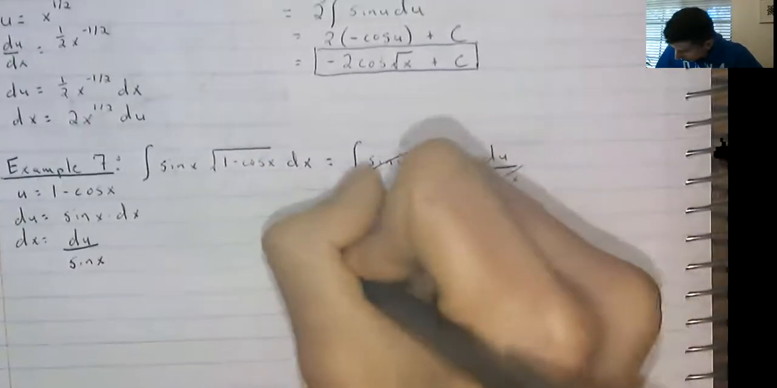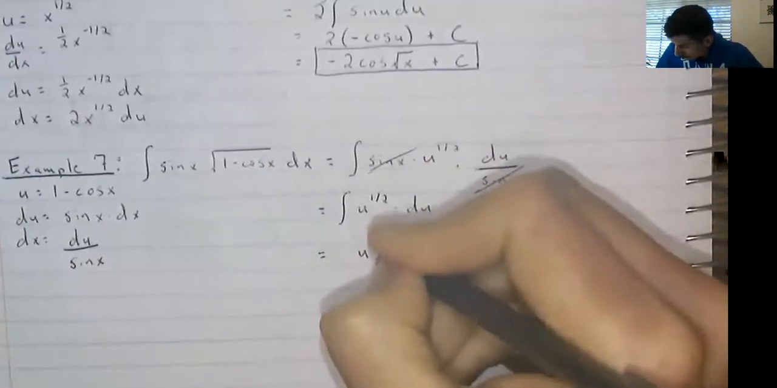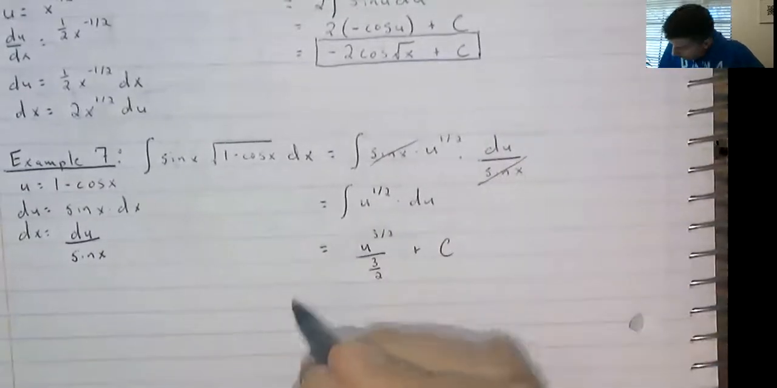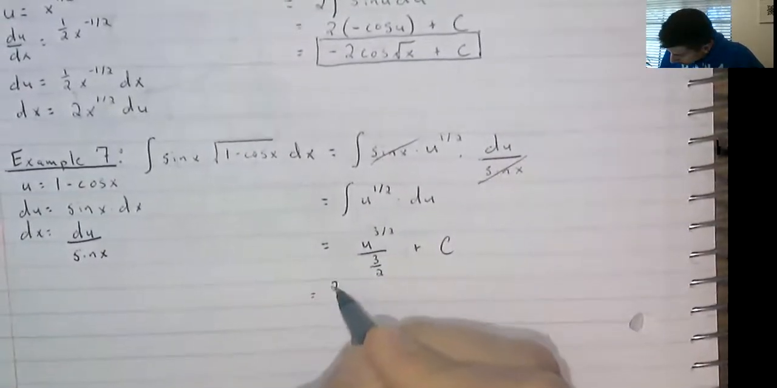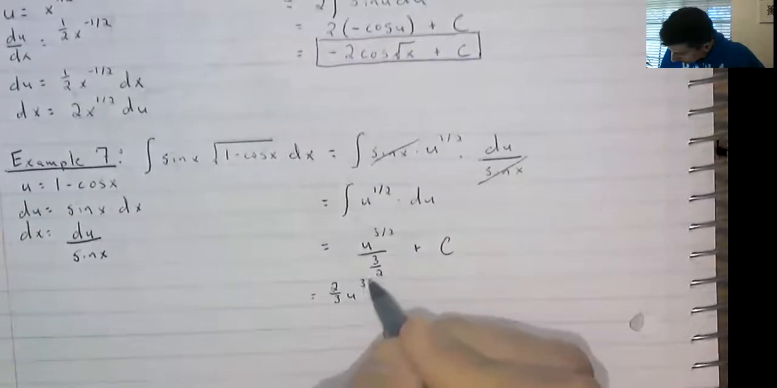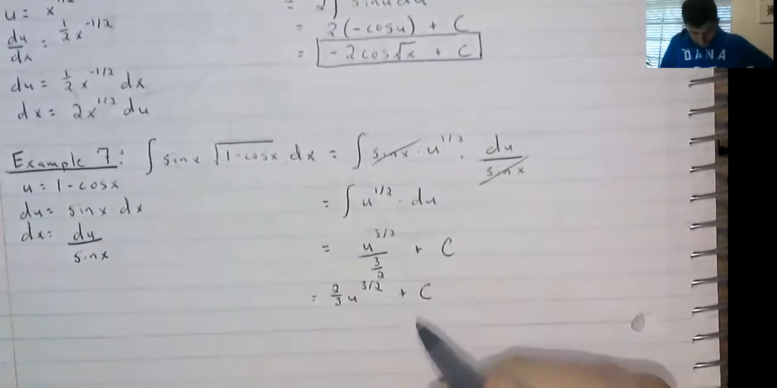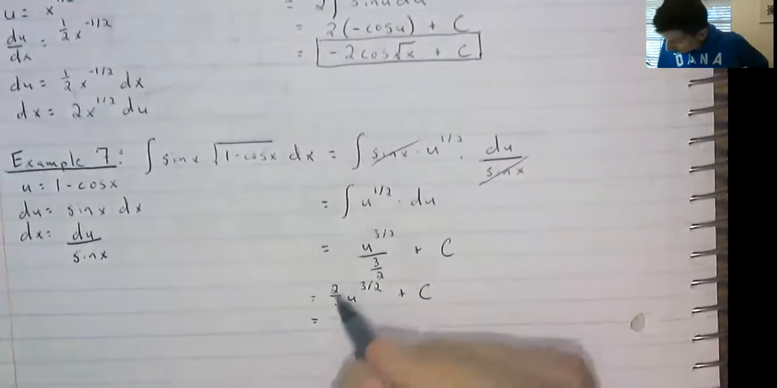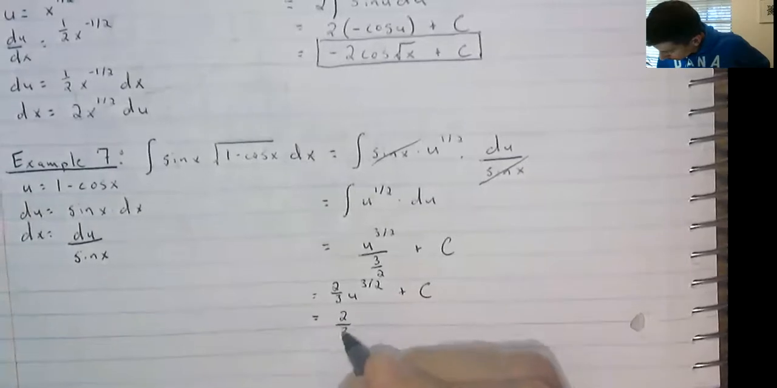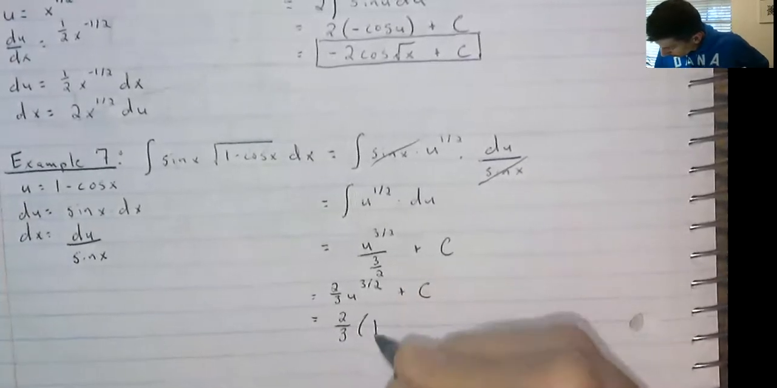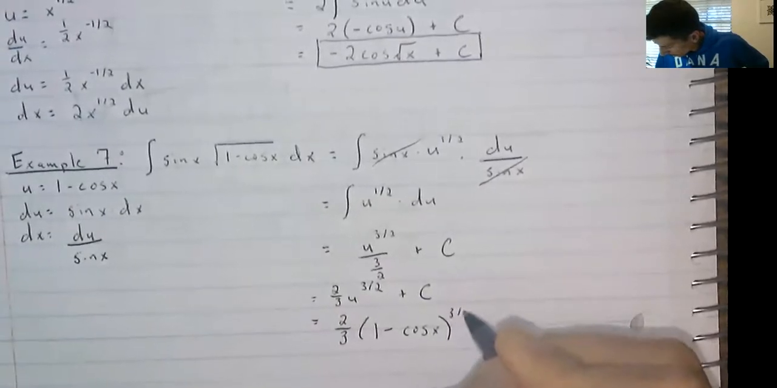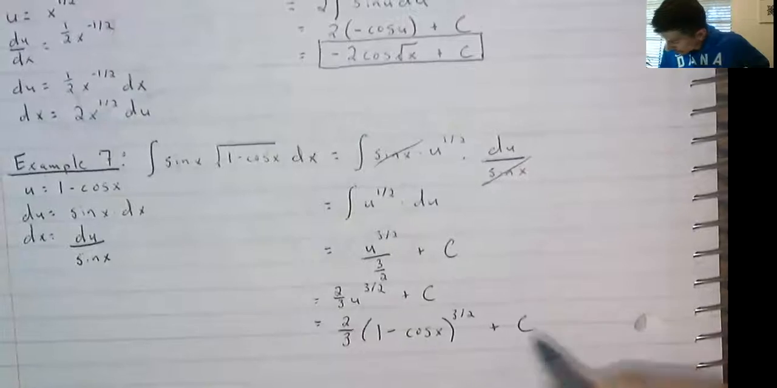And we know that that antiderivative should be u to the 3/2 over 3/2 plus c, which is really 2/3 u to the 3/2 plus c. And then substituting back in for u, we get 2/3 times 1 minus the cosine of x to the 3/2 plus c.